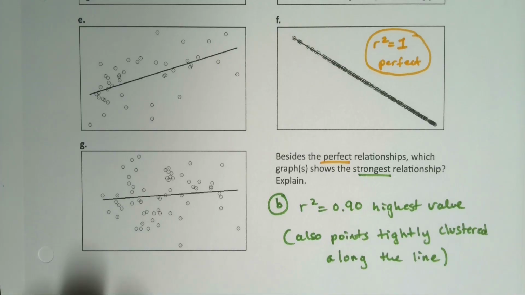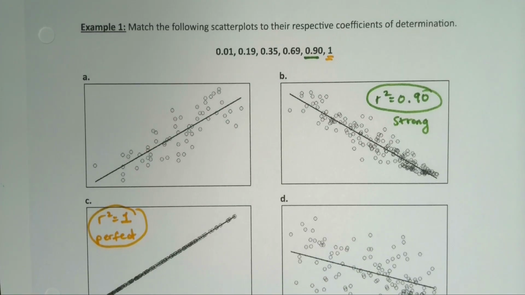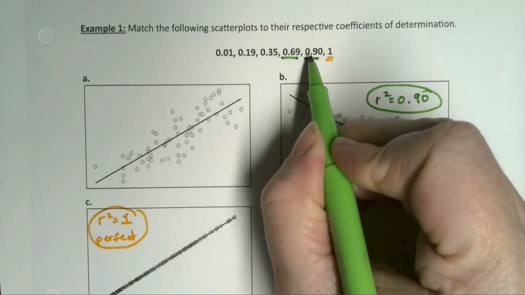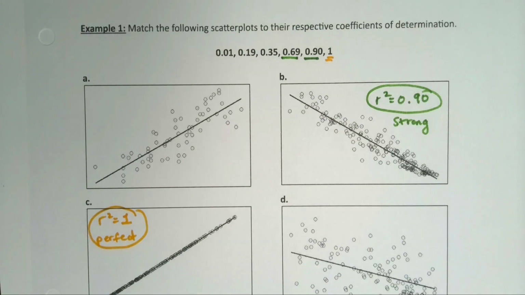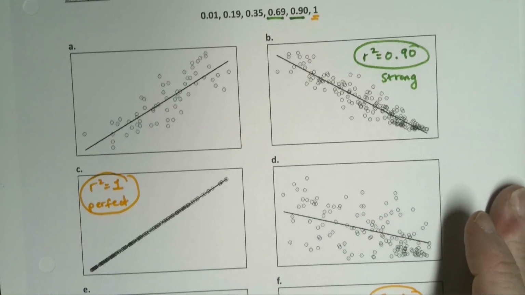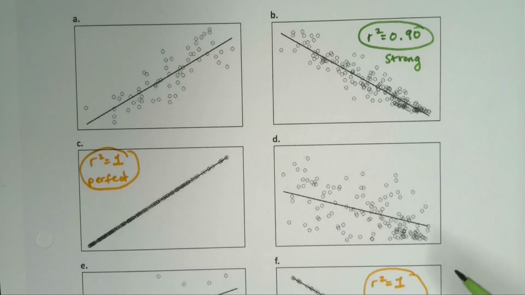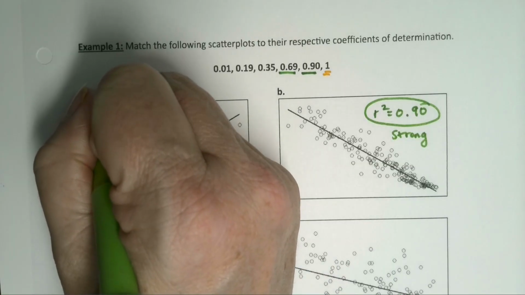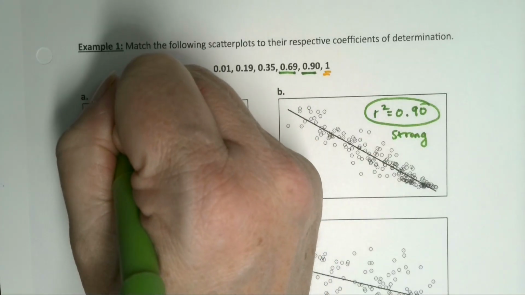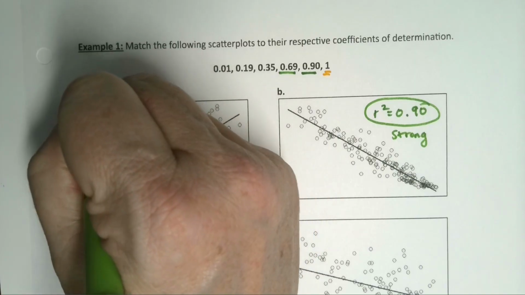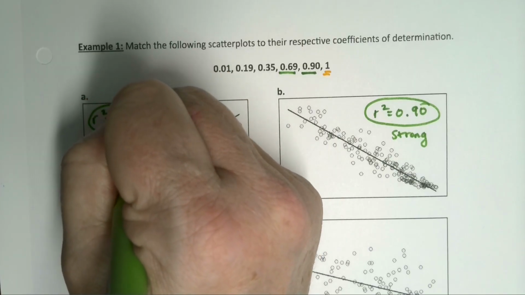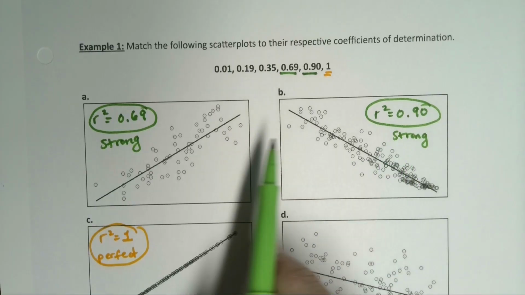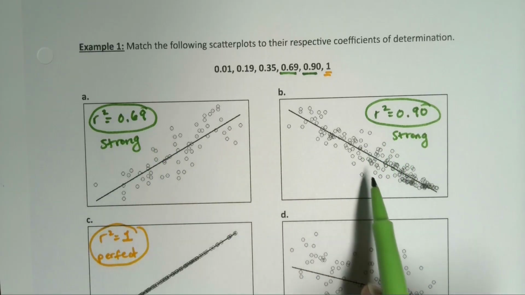All right, so we've got to keep going now. What about 0.69? 0.69 is also strong, it's just not as strong, because 0.64 was the cutoff for strong. So which other picture has the points pretty closely tied to that line? It's this one. So this one is r squared equals 0.69. This is also a strong relationship. Technically, this is strong positive and this is strong negative, but the r squared values don't give you positive or negative. You get that from the slope.